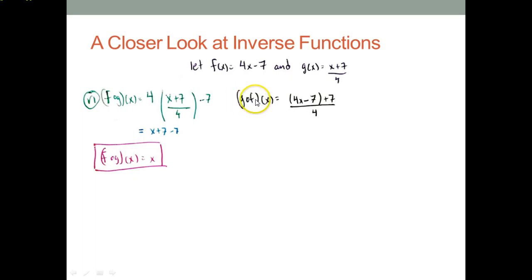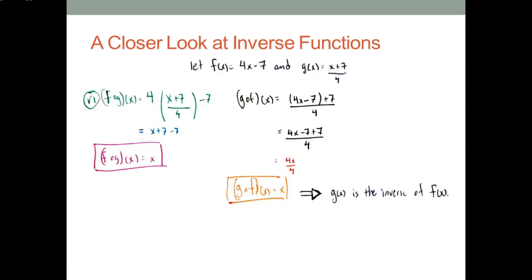So g composed with f of x: where I have x in g, I put the entire f function, 4x minus 7, and then I start to simplify. I have minus 7 and plus 7 at the top when I take the parentheses away. That leaves me with just 4x over 4, and the 4's cancel, leaving me with g composed with f of x is just the variable x.